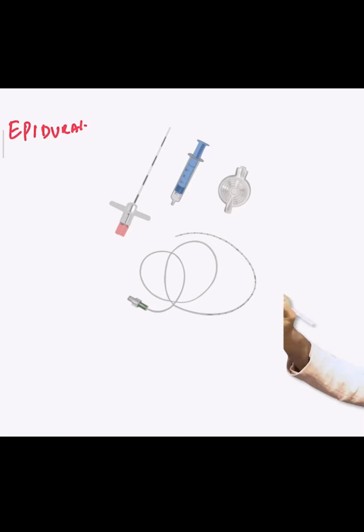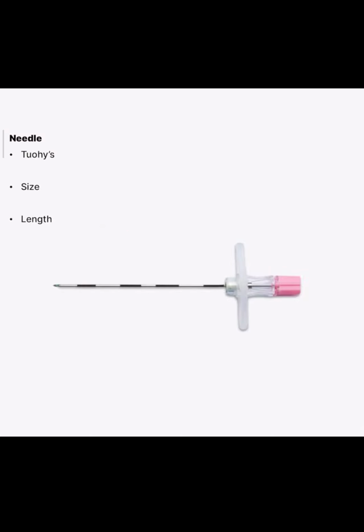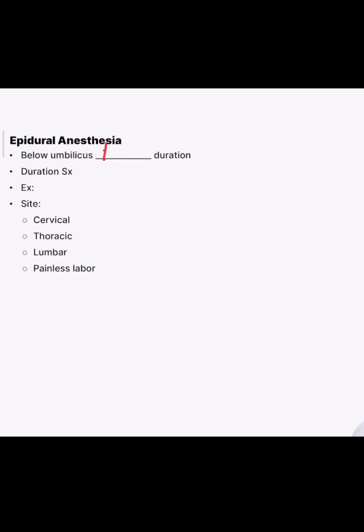Remember, unlike spinal, which you were giving at lumbar intervertebral space, epidural can be given at cervical, thoracic or lumbar depending upon for what purpose you are using epidural anesthesia. Okay, so what's the needle that is used in epidural anesthesia? This needle is very important, guys. It is Tuhoy's epidural needle. What is the size of this needle? It is 18 gauge. Length is how much? 9 to 10 centimeters.